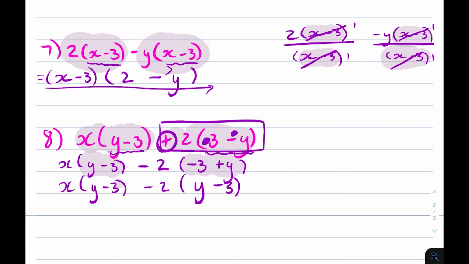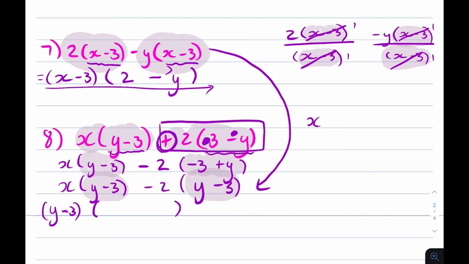Now you will see that, oh, okay, they look exactly the same. So now we're back at this. It looks exactly like sum number 7 now. The whole bracket they have in common, so I'm going to take out a whole bracket, the y minus 3, and then something will be left over. So I had x and then y minus 3. I'm dividing out or factorizing out a y minus 3.